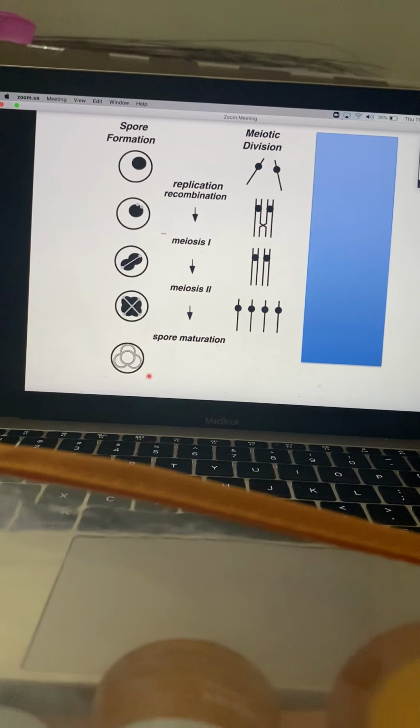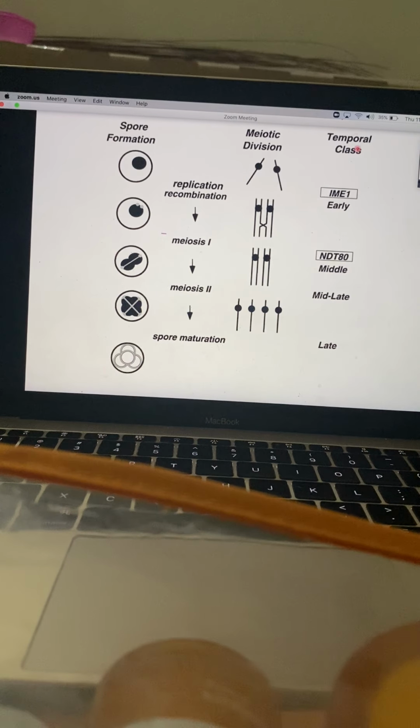Okay, in terms of meiotic division, so here you have the chromosomes that are unreplicated, replication and recombination. Then you have meiosis 1, where the homologs separate, meiosis 2, where the chromatids separate, and you get 4 different spores, each haploid. And the temporal class, temporal meaning time, the ones that are expressed early require IME1, middle, and the T80, mid, late, and late. It's not known what the transcription factor or factors are.